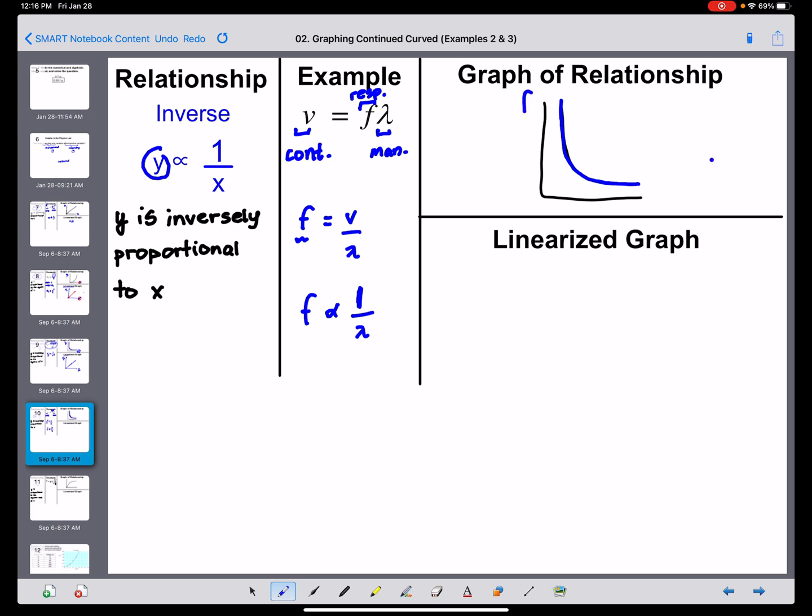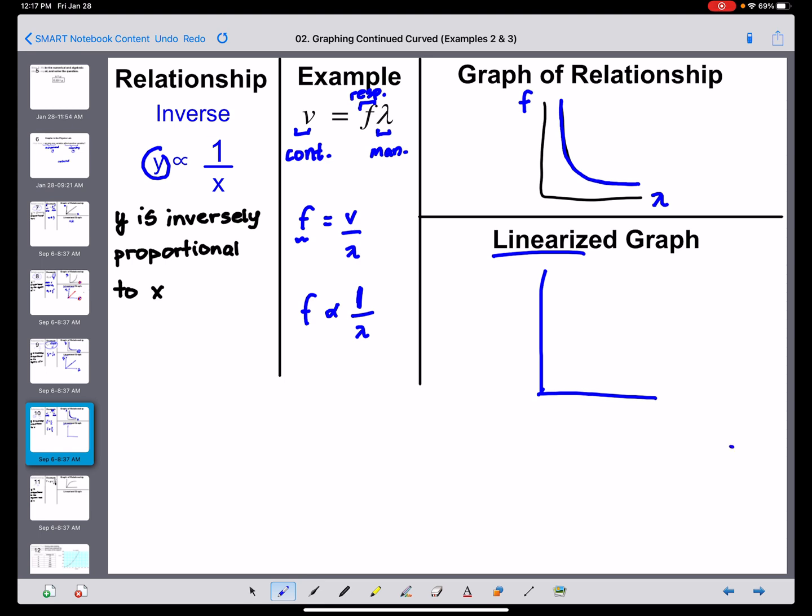And if we graph this, we're going to have f on the y-axis and then just plain old lambda on the x-axis. Again, that's not a straight line. So if we want to end up with a straight line, we have to linearize the graph. And I want you to think for yourself for a second, if I want to get a linear graph, what has to go on each axis?